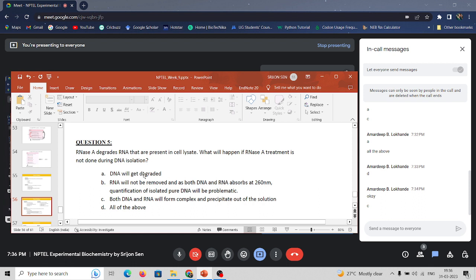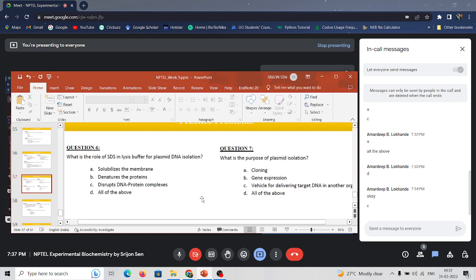So the RNA will be present. So RNA will not be removed. And as your DNA and RNA both absorb at 260 nanometers, you would not be able to understand whether you're getting the absorption for the DNA or the RNA. So that will cause a problem during the quantification of your pure DNA. So question number 5, B is the right option: your RNA will not be removed and both will absorb at 260 nanometers, and you will face difficulty in quantification of the isolated pure DNA.